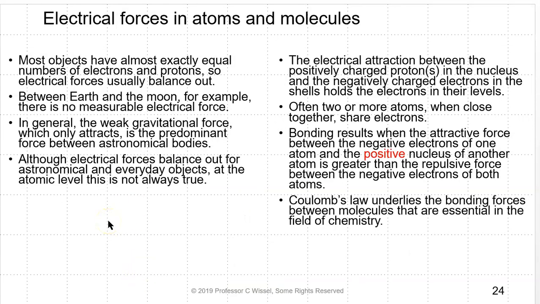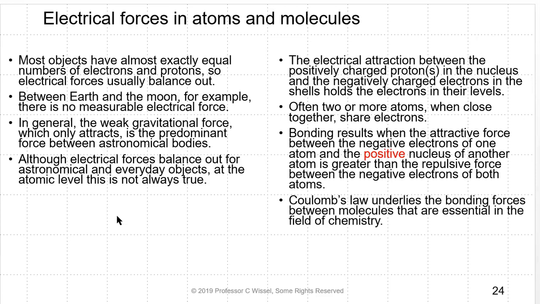Okay, now electrical forces in atoms and molecules. Most objects have an almost exactly equal number of electrons and protons, so the electrical forces usually balance out. Between the Earth and the Moon, for example, there is no measurable electrical force. In general, the weak gravitational force, which only attracts, is the predominant force between astronomical bodies.